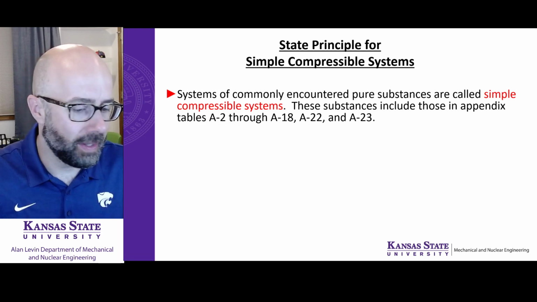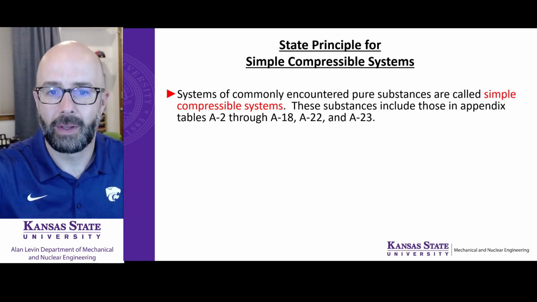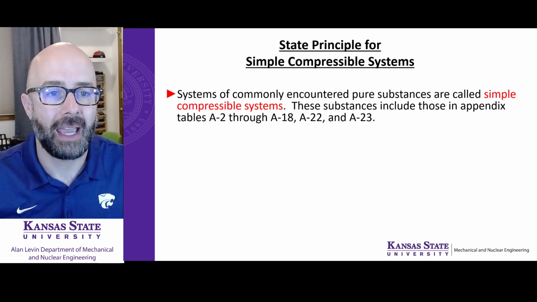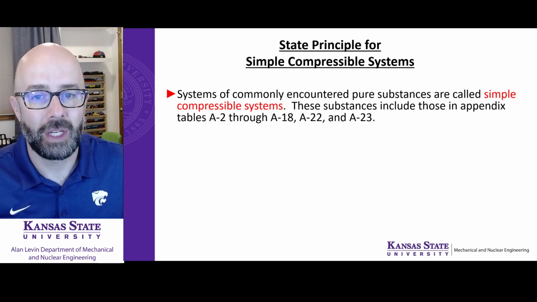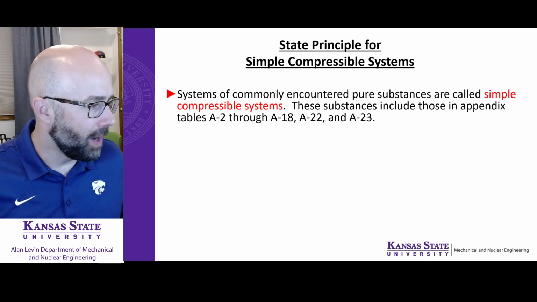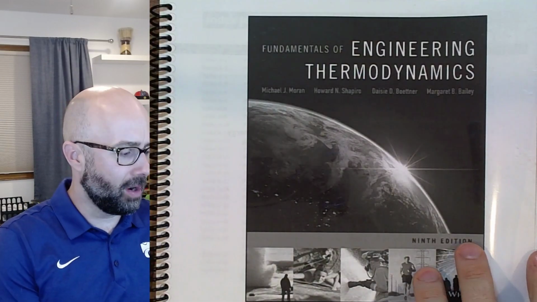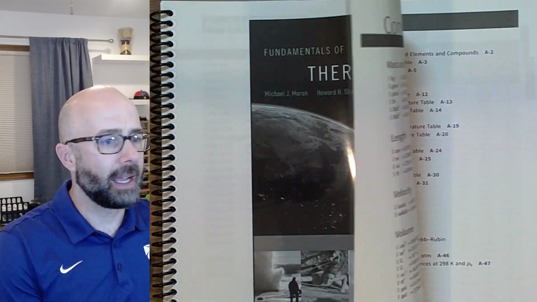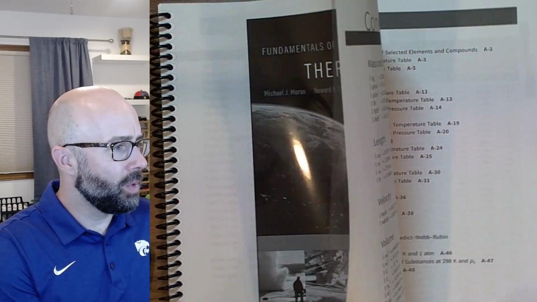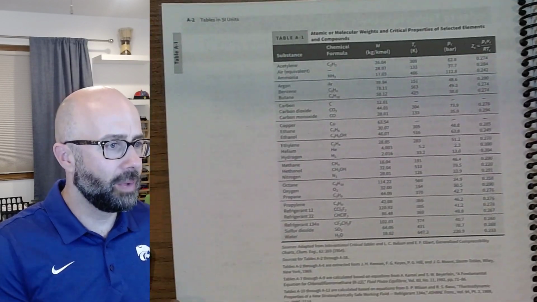So we are going to be dealing with these common substances in simple compressible systems. These substances include those in Appendix A2 through A18, A22, and A23. So we're going to start by opening these up slowly to you right now. I want to go to my document camera, and we're going to look at our appendices, which hopefully you had printed out like I've asked you to. When we look at these, we're going to see that the first page that we've dealt with has the chemical formula, molecular weight, this information.